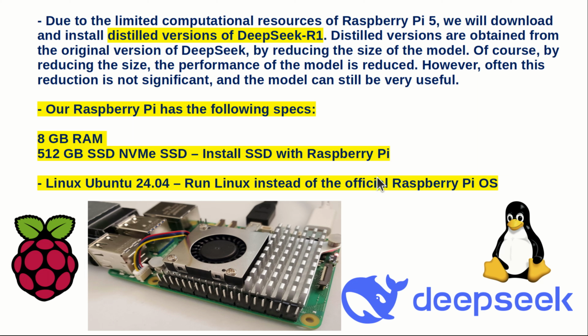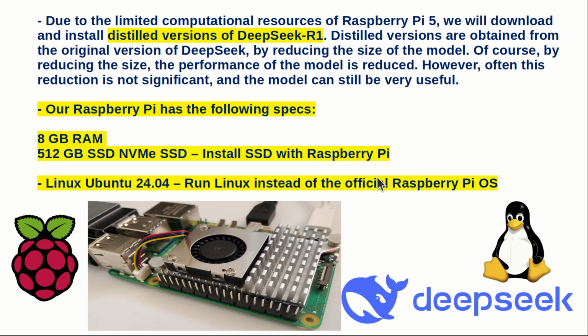Due to the limited computational resources of Raspberry Pi 5, we will download and install distilled versions of DeepSeek-R1. Distilled versions are obtained from the original version of DeepSeek by reducing the size of the model. Of course, by reducing the size, the performance of the model is reduced. However, often this reduction in performance is not significant and the model can still be very useful.